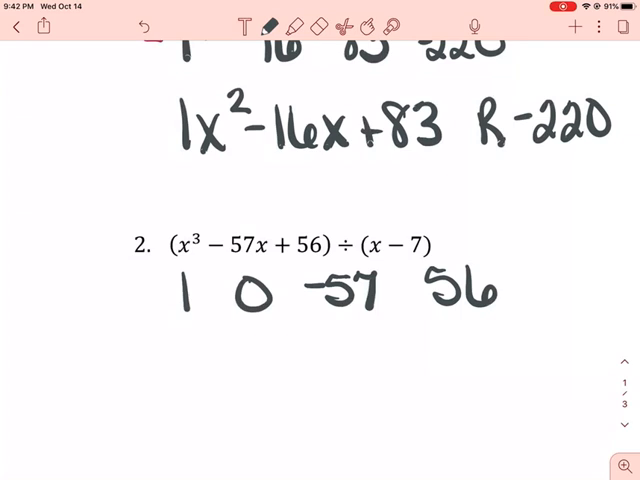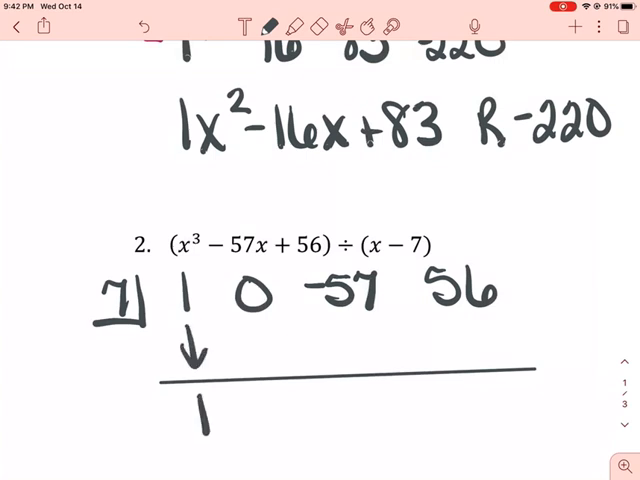I'm going to take the negative 7 in the linear binomial, and I'm going to make it 7, and I'm going to put it on the shelf. Okay, I'm going to leave space and draw my line. We're dropping the 1 down below the line. We're multiplying. Put under 0, add.